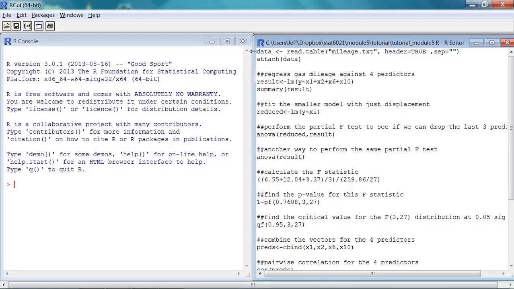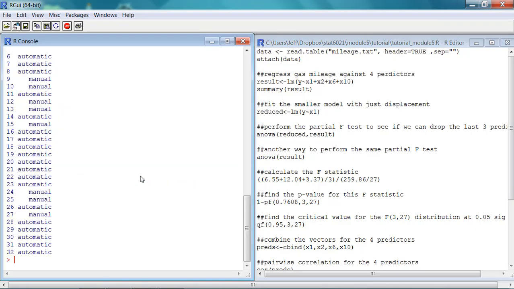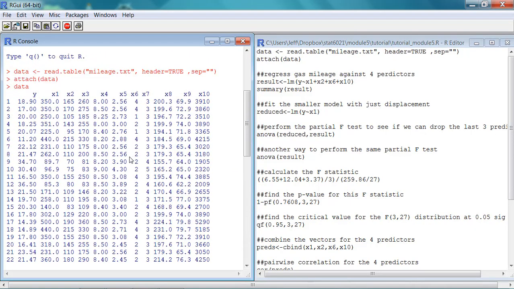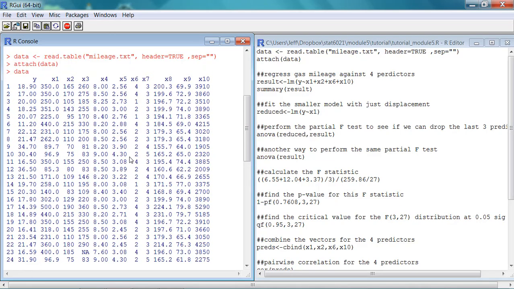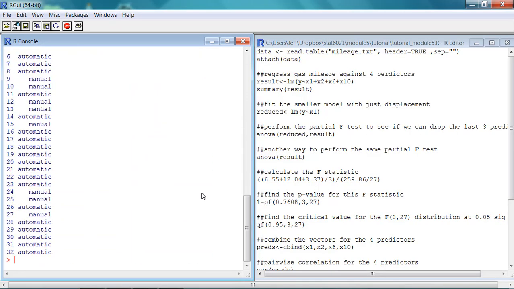So let's just read the data in as usual, and I always like to see how the data set looks. You can see 32 automobiles with a response variable, the gas mileage, and a number of different predictors, and you can find the description of the predictors in the PDF that's associated with this tutorial.